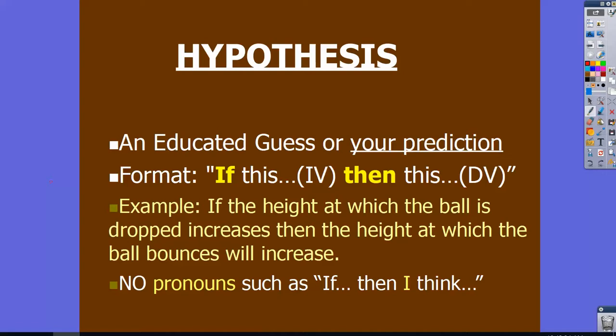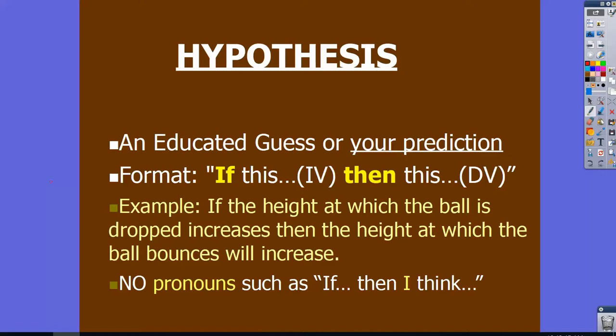It's really a prediction, and it's written in this format: if this change happens to the independent variable, then this change is going to happen to the dependent variable. So going back to the example, a prediction for the ball dropping might be: if the height at which the ball is dropped increases, then the height at which the ball bounces will increase.